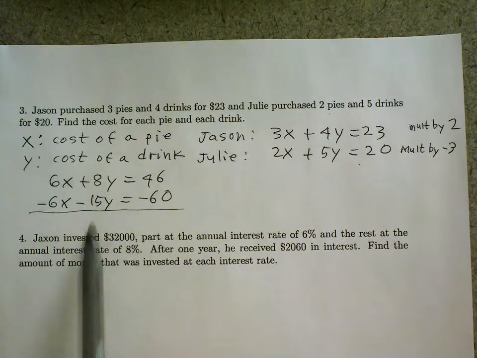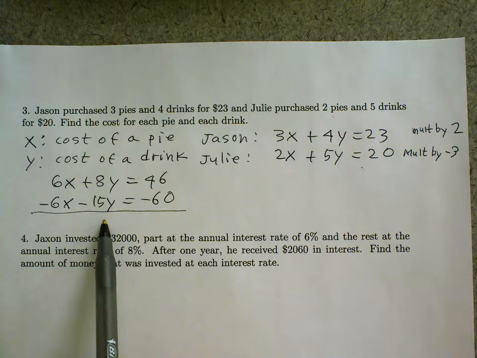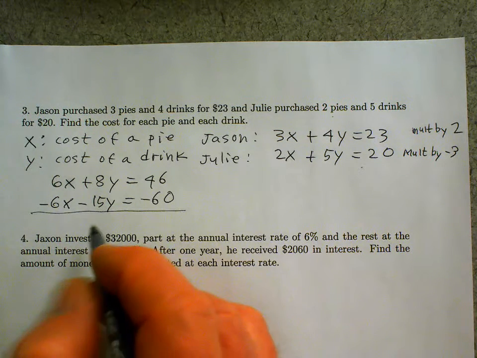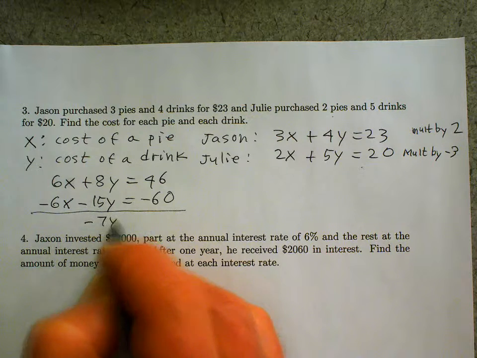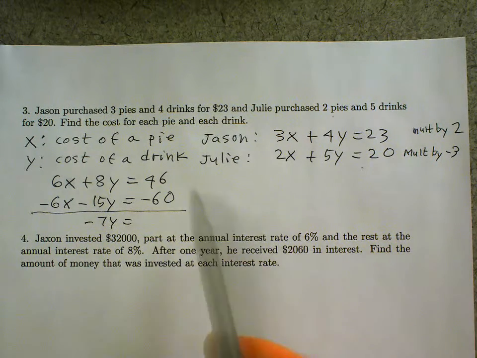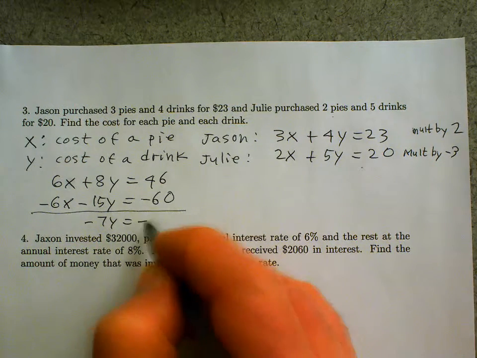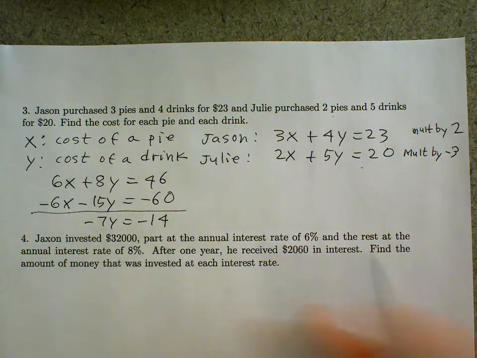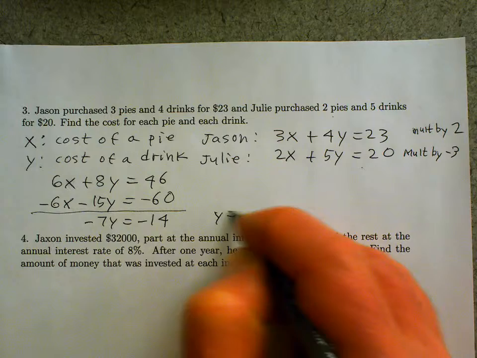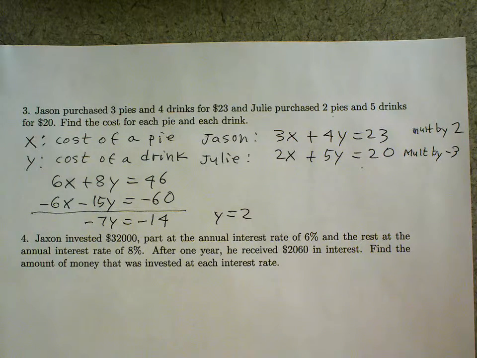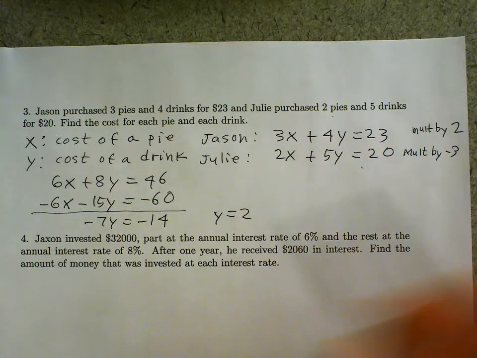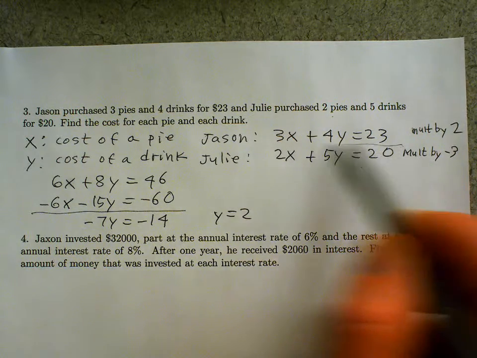When we add these two equations together, the x eliminates. 8y plus -15y is -7y. 46 plus -60 is -14. Divide both sides by -7, we get y equals 2. And then we can use any one of the equations to find x. I'll use this equation right here.